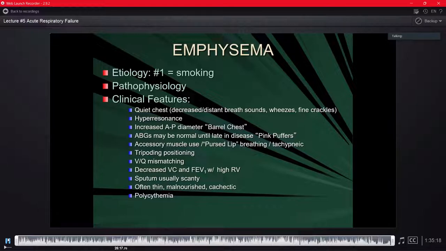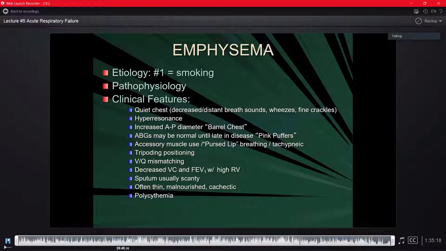Sputum is scanty, often thin, malnourished, cachectic. Why? Because their body's working overtime to breathe, get more oxygen, get more CO2 out. But the problem is, every time you take a breath in, it's an active process, we consume energy. Well, if you're in a persistent state of tachypnea, your body is working overtime just to breathe 24/7. And because it is an active process, we consume far more energy, far more calories at a much more rapid pace, which is something you definitely need to think about.